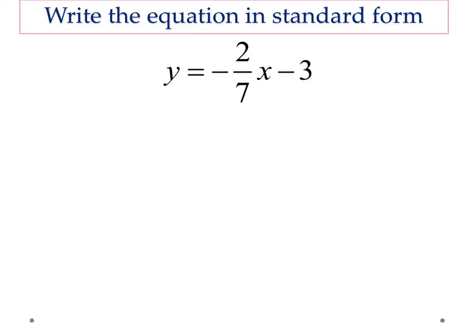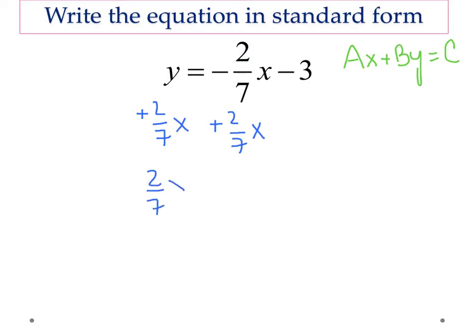Let's go ahead and write this in standard form. So remember, standard form is ax plus by equals c. I want all my x's and y's on the same side of the equal sign. So I'm going to bring my x term over by adding it to the other side. The x term is always before the y term, so when I rewrite it, I'm going to write 2/7 x plus y equals -3.